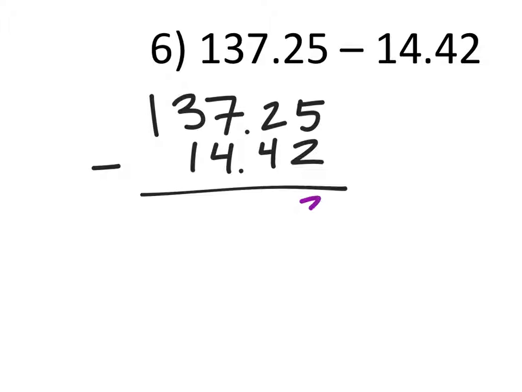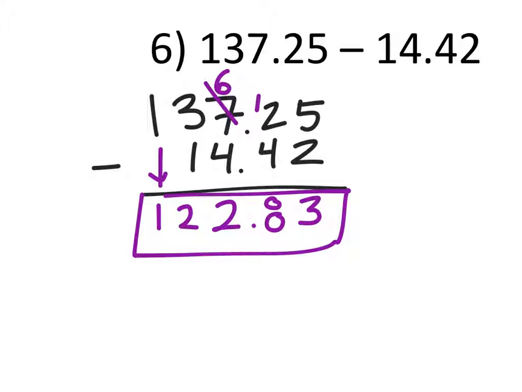5 minus 2 is 3. 2, I'll need to borrow 1 from that 7. So, 12 minus 4 is 8. Then I got 6 minus 4 is 2. 3 minus 1 is 2. And just drop that 1. 122.83.